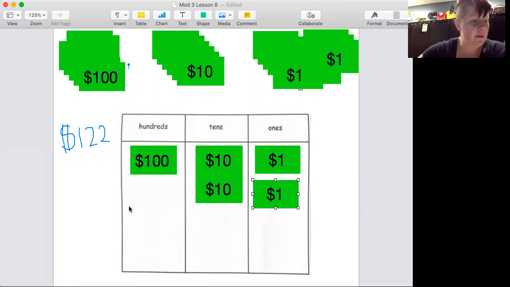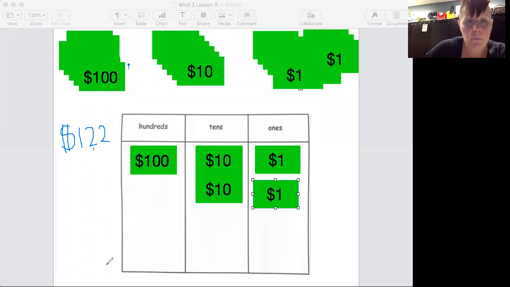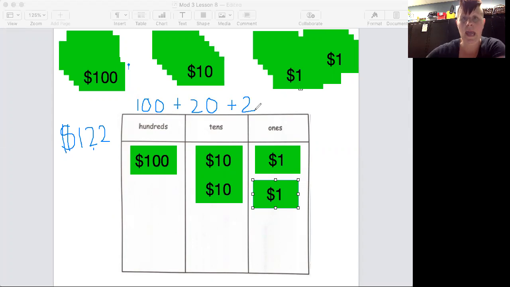Okay, so if you would write this in expanded form, and we learned about expanded form in the previous lessons, 122 would be 100 plus 20 plus 2. And those are the fewest bills possible with the ones, tens, and hundreds.